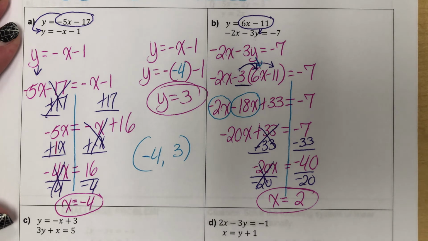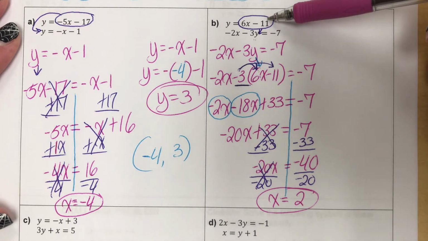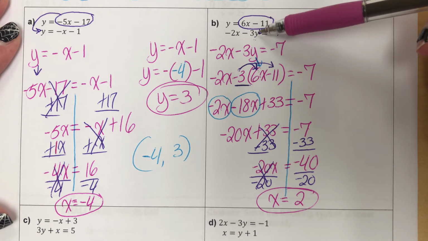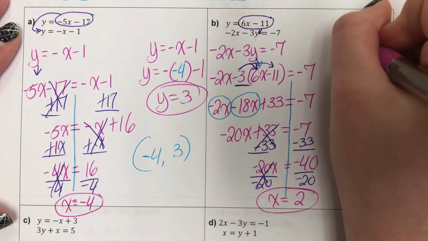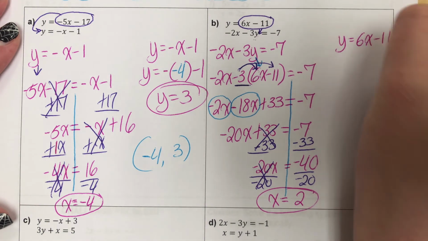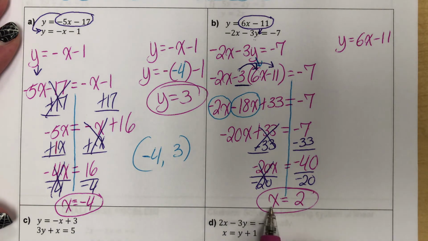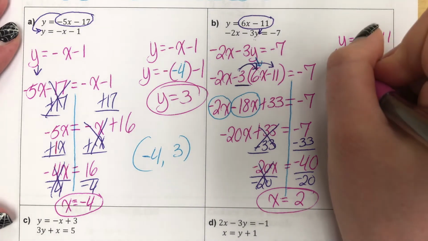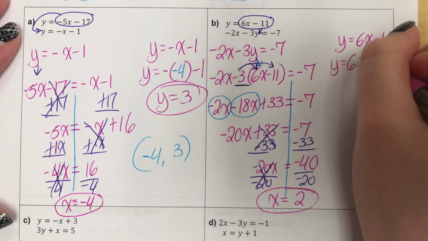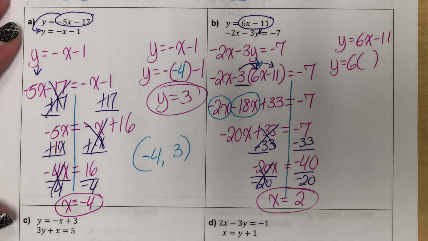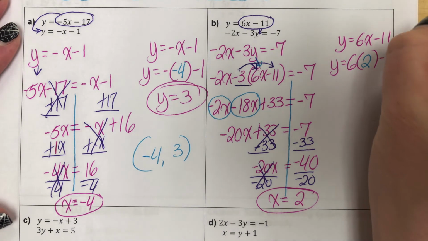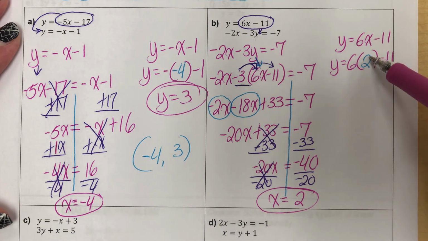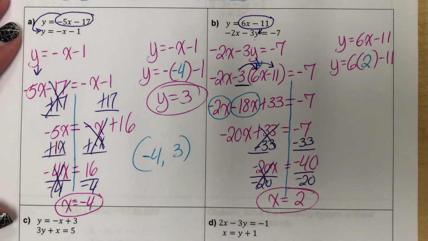So as I look at part B, that top equation, again, it just looks a little bit less busy than the second equation. It looks a little bit easier. So I'm going to rewrite that first equation, which is y equals 6x minus 11. And then again, wherever I see the variable x, I'm going to replace it with the number 2. So instead of doing 6 times x, I'm going to do 6 times 2. All right, minus 11. Anytime you substitute in, you always use parentheses.